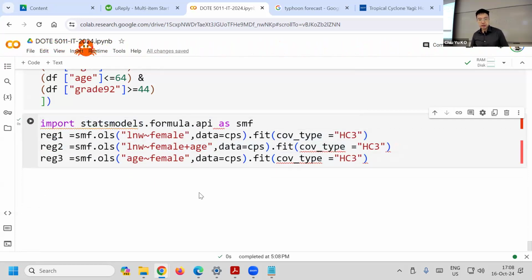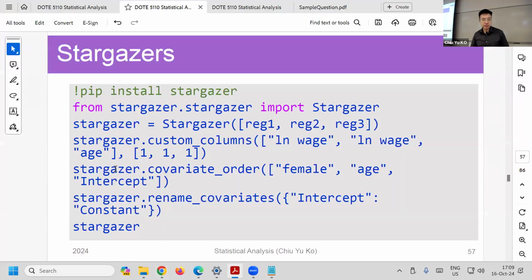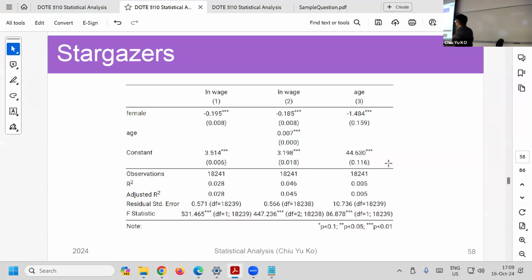Okay, so it's running there. Then what we need is to look at the Stargazer output and the answer comes out, but I'm not going to waste your time on that. But this is the result. So first, I want to interpret this, and this is probably the end of our class.